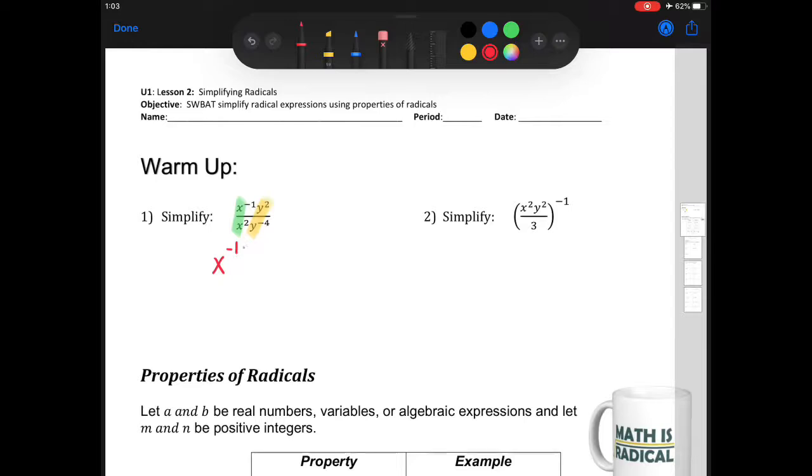So it'll be x to the negative 1 minus 2, and then y to the 2 minus negative 4, right? If we simplify it, negative 1 minus 2 is x to the negative 3, and then you have y to the 6th. You cannot have negative exponents, so what do you do? You flip the base. So it'll be y to the 6th over x cubed.